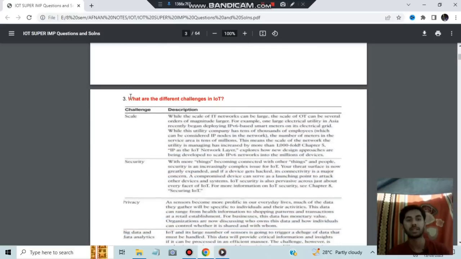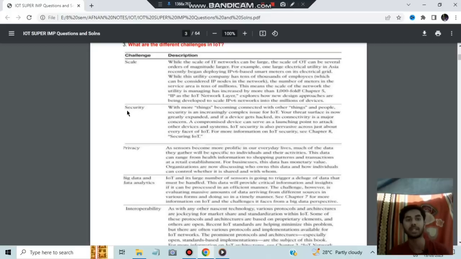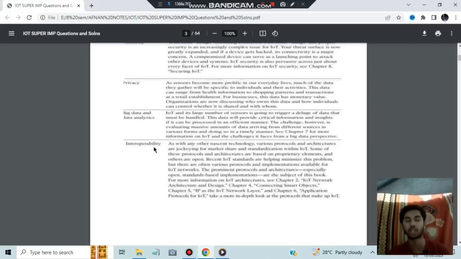Okay, third super important question: what are the different challenges in IoT? These are the challenges: scalability, security, privacy, big data analytics, and interoperability. More information is given here, go through it.